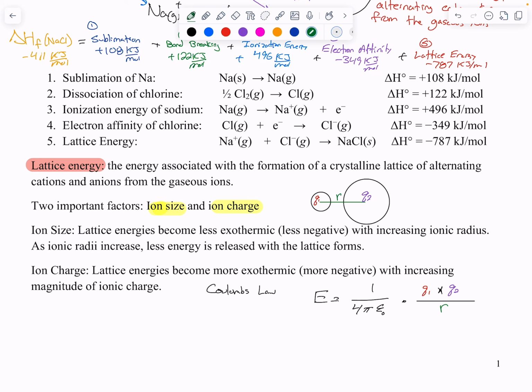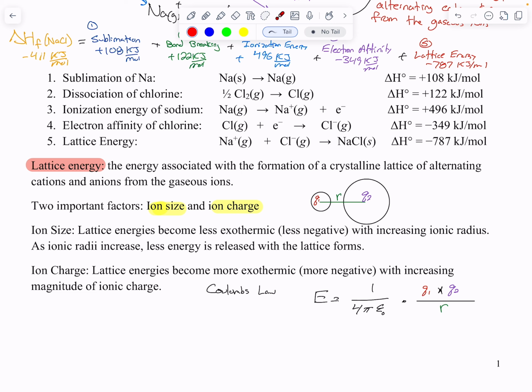So what happens? Look at R. As the denominator gets bigger, E gets smaller. So as they get closer together, as R is getting smaller, E gets bigger, right? And so there's our size. As we have smaller radii, bigger lattice energy. Bigger radii, less energy is released when they form. And then the charges. As the numerator gets bigger, E gets bigger, right? So they're more negative with more charges.